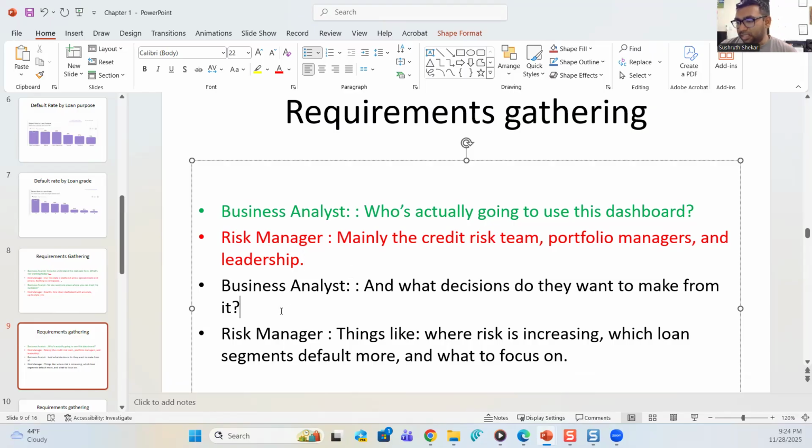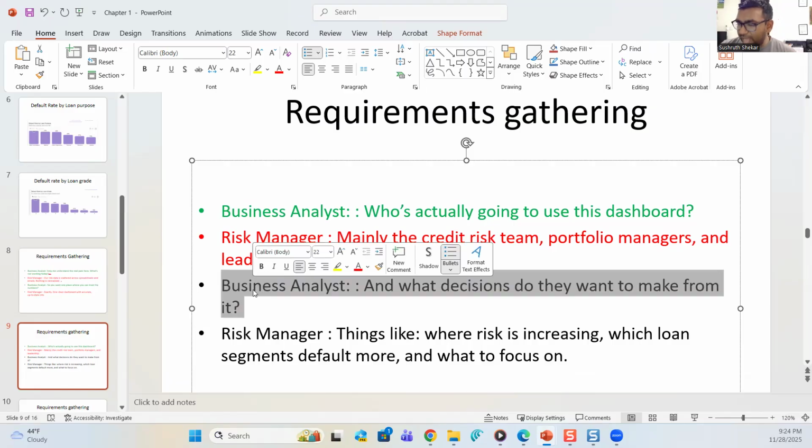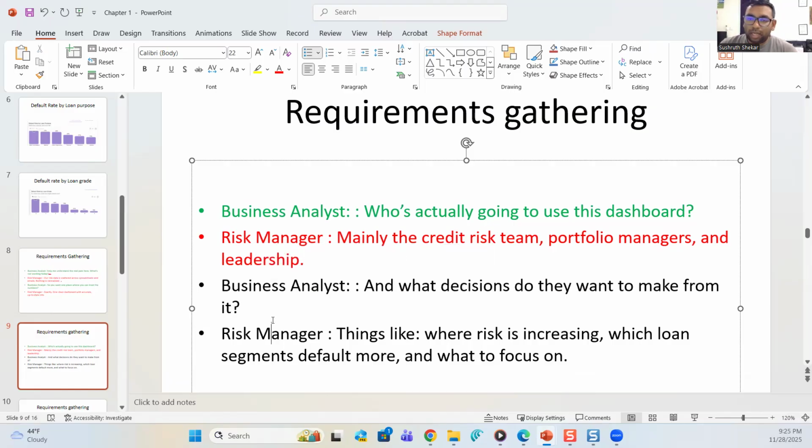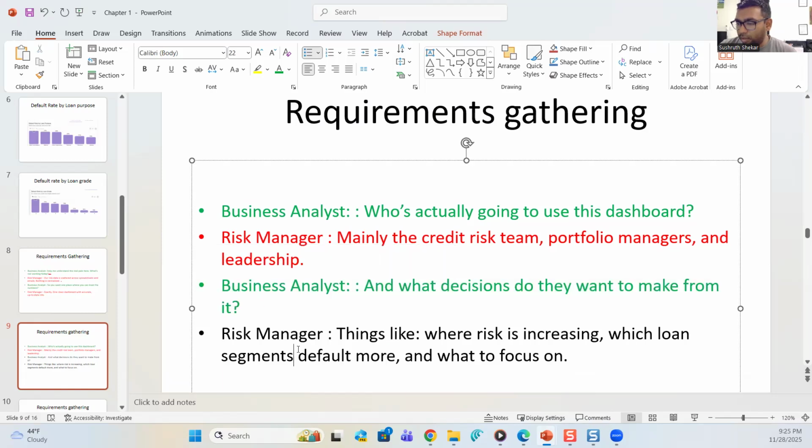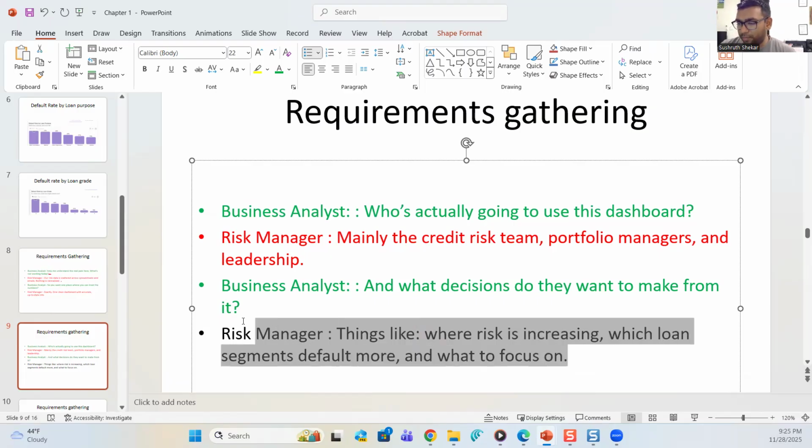And then the business analyst is going to ask, and what decision do they want to make from it? What are we trying to do with those features? What are we trying to decide? And then the risk manager says where the risk is increasing, which loan segment defaults more, what to focus on.